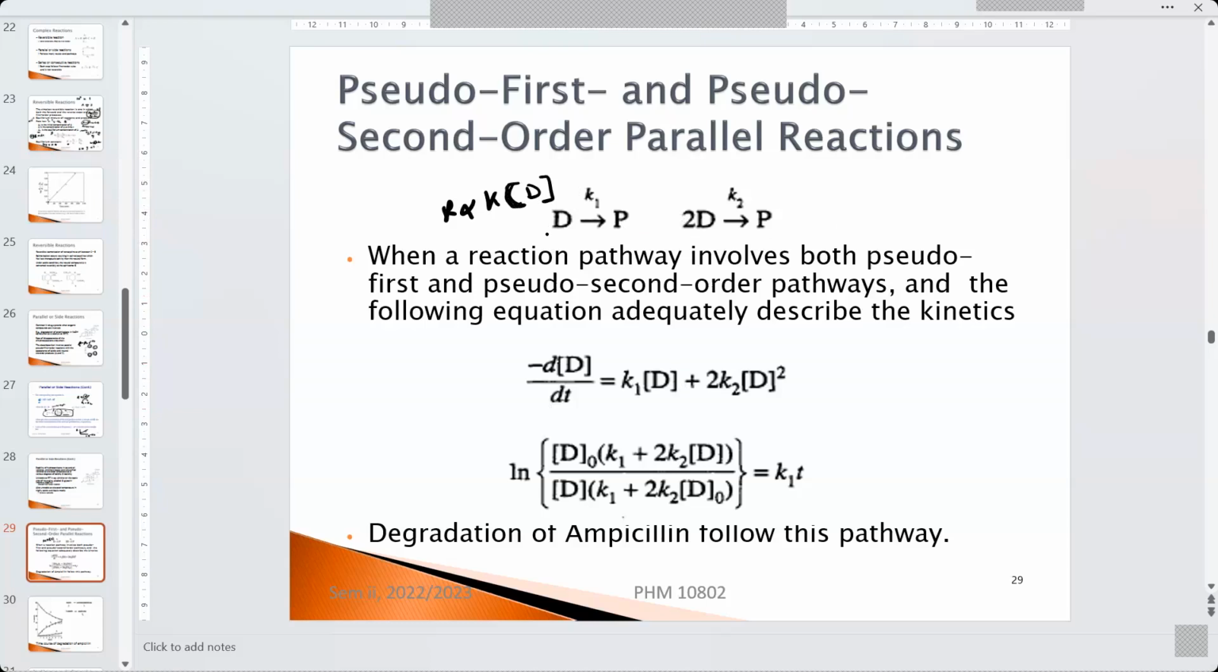Drug will give product, degradation product. But here, the reaction rate will be proportional to K times D to the power 2. It should be raised to a power equal to the number of molecules. So if the power here is 1, this is a first order reaction. If the power here is 2, this is a second order reaction. Okay?